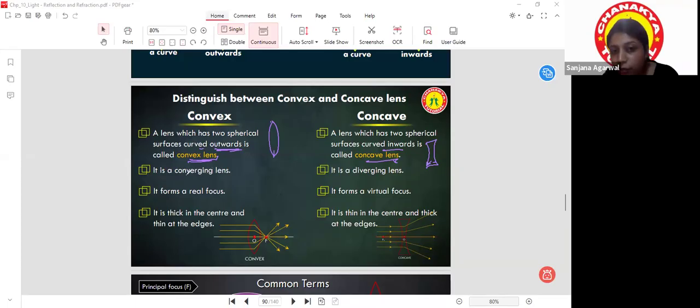Convex lens is converging in nature because it actually converges the rays. Concave lens is diverging in nature because it diverges the rays, and the images are obtained by producing the rays back on the opposite side. It forms a real focus, actually meeting the rays. It forms a virtual focus, where the rays appear to be coming from the focus. It is thick in the center and thinner at the edges. This I have already told.